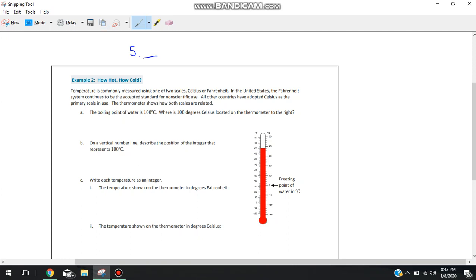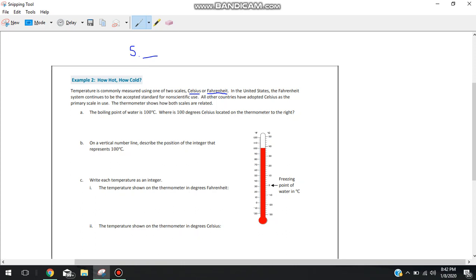So it says Example 2, how hot or how cold. Temperature is commonly measured using one of two scales, Celsius or Fahrenheit. There are two different ways to measure temperature. In the United States, the Fahrenheit system continues to be the accepted standard for non-scientific use.